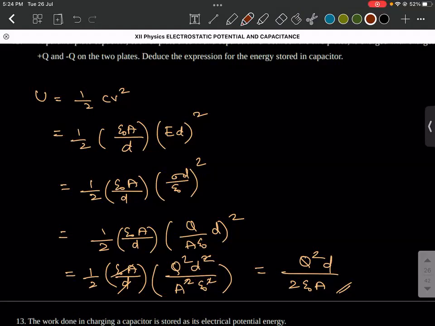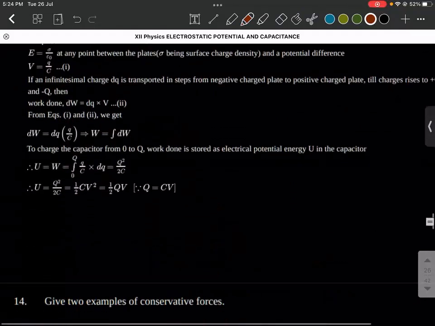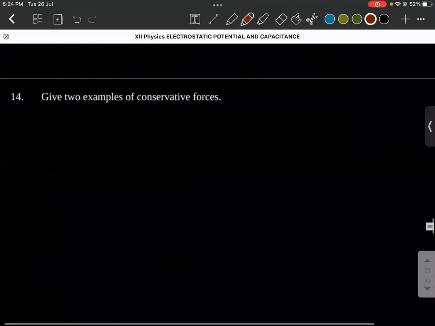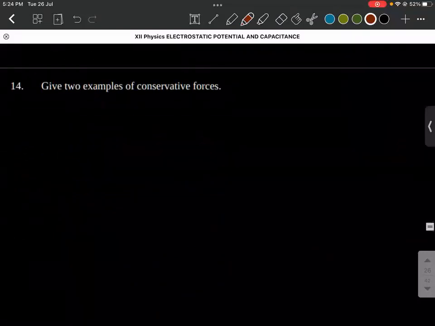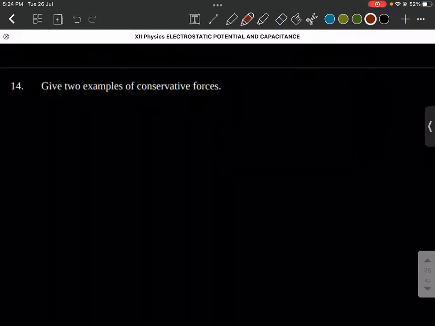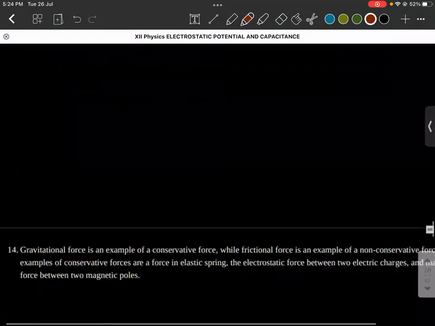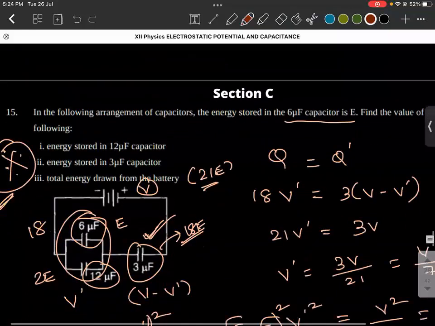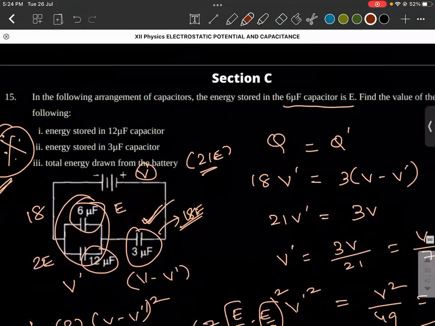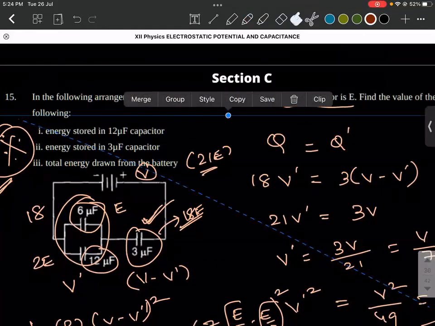Done? See, give 2 examples of conservative forces. You can say gravitational force and electrostatic force. So what do you mean by conservative forces? Very good. Work done in a round trip is 0, and conservative forces are path independent. Work done by the conservative forces is path independent. This is a good one actually. Mark it as important.